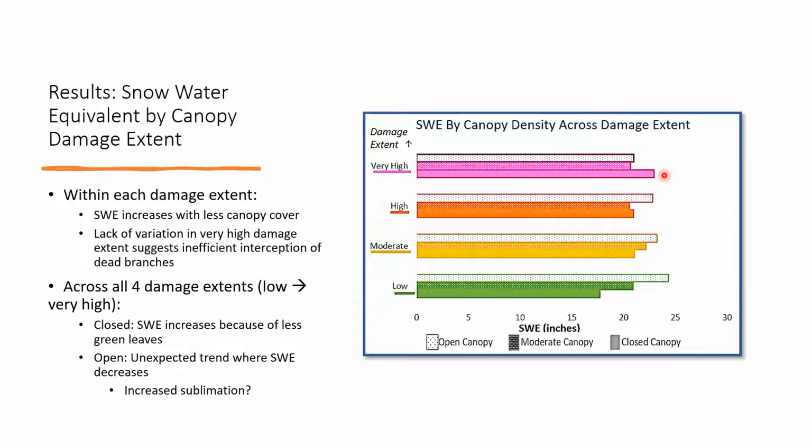Interestingly enough, though, we found the opposite trend for the open stands, where as the open stands were losing more of their green leaves, SWE actually decreased. This suggests that sublimation might be a contributing factor and actually override the snow accumulation processes in these open stands.